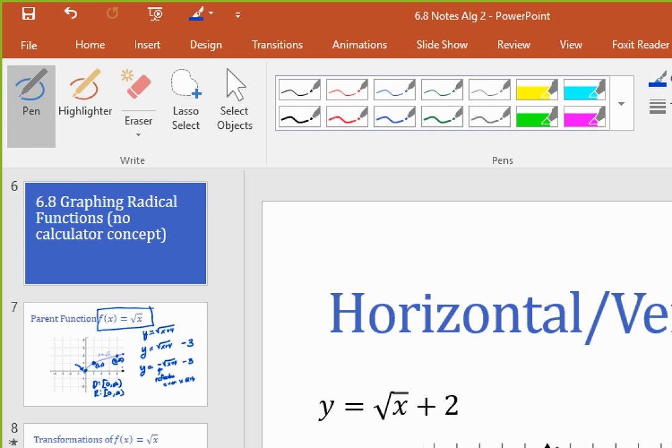So let's actually do a couple. I want to graph y equals square root of x plus 2. Well, I know my parent function, if we were just looking at y equals square root of x as the parent function, I know I have the coordinates 0, 0, 1, 1, and I have 4, 2. And so let's just put those points on here. So this is my parent function, y equals square root of x.